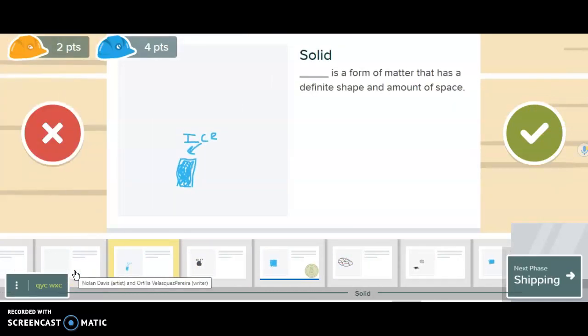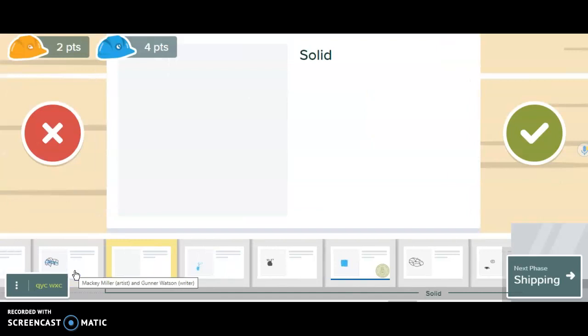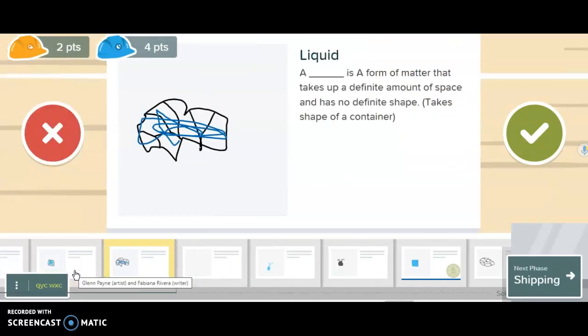Blank is a form that has a definite shape and a definite amount of space. Who did this? Solid. All right, here we go. A blank is a form of matter that takes up a definite amount of space and has no definite shape. It takes the shape of the container.